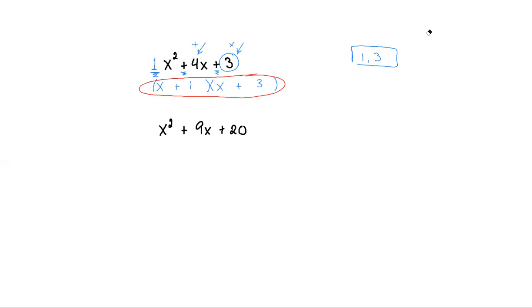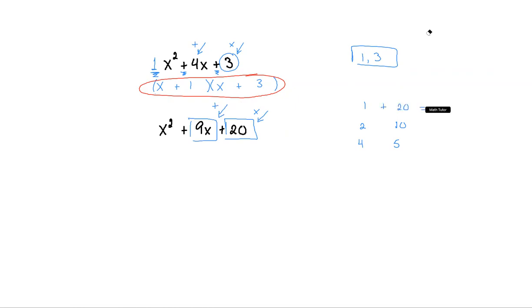Here, I have more than two factors. I'm going to list my factors. I have 1 and 20, 2 and 10, 3 doesn't work, 4 and 5. Notice that there's no numbers between 4 and 5. That means that I have listed all of my factors. What I want, again, is two numbers that multiply together to give me 20, and that add together to give me 9.